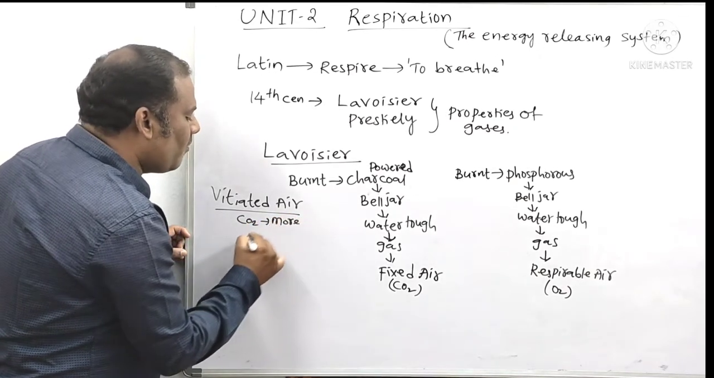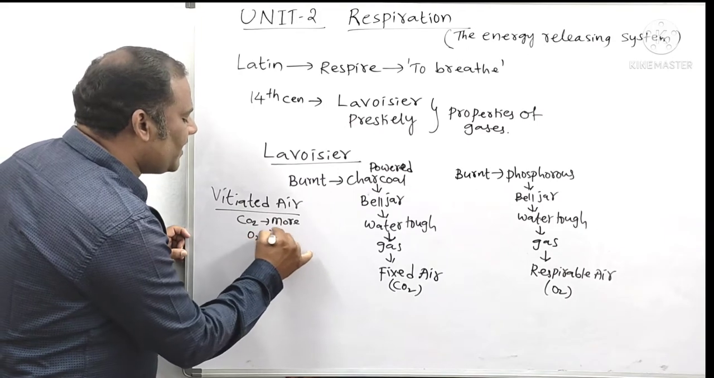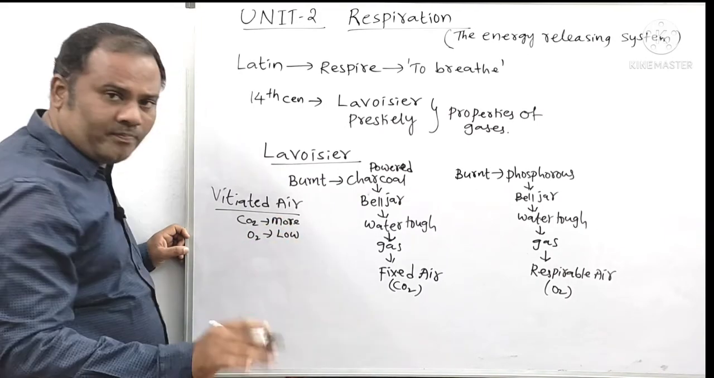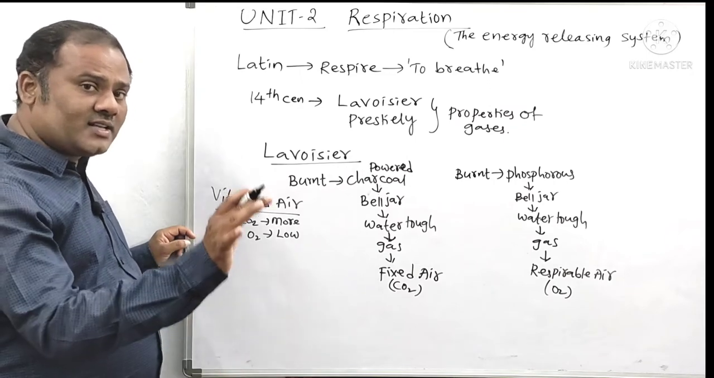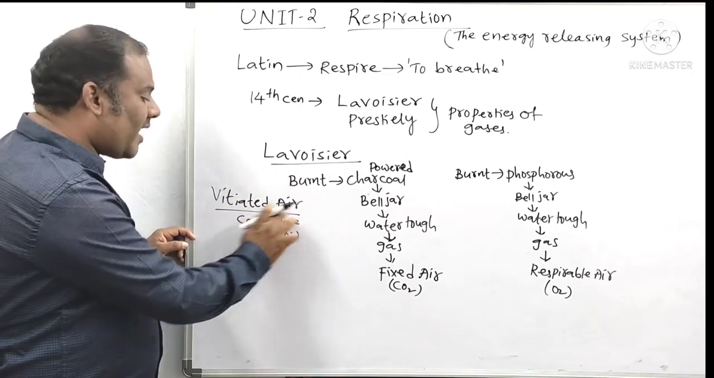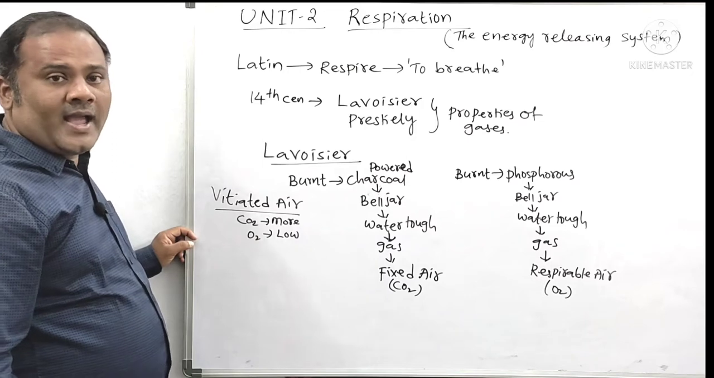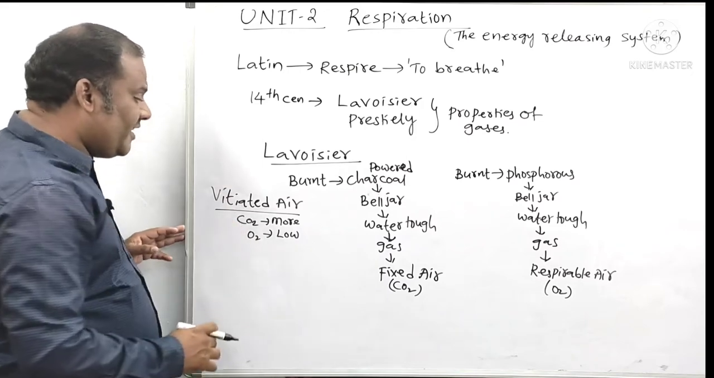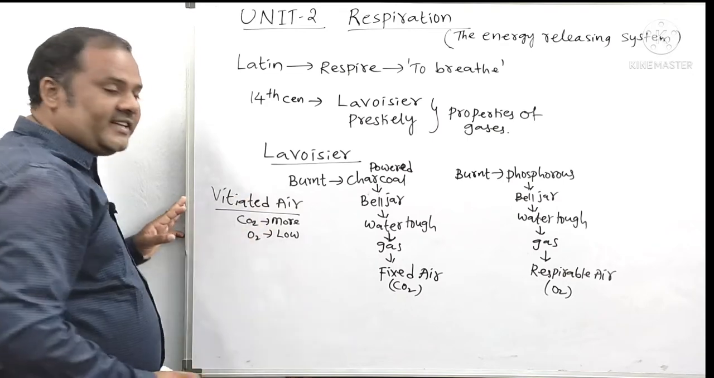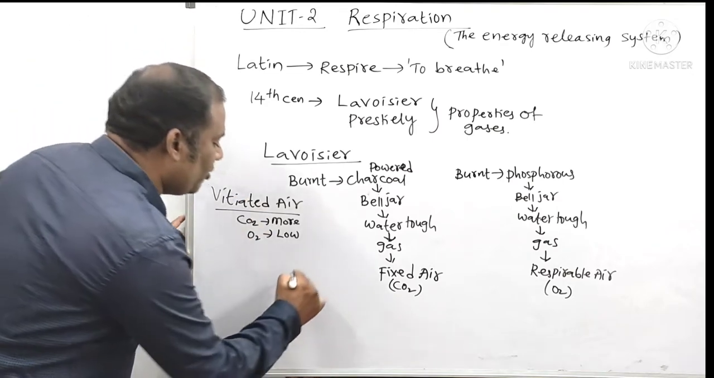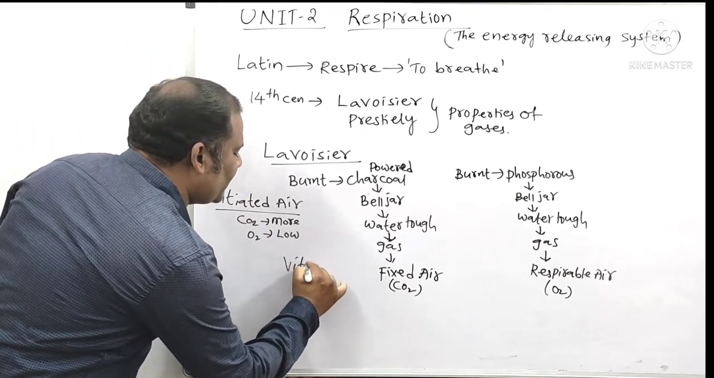Carbon dioxide levels are more, whereas oxygen levels are low. Somebody might say oxygen is not there, but actually oxygen levels are low, whereas carbon dioxide levels are more. And for this vitiated air, if you want to make it normal air, what do you have to do?